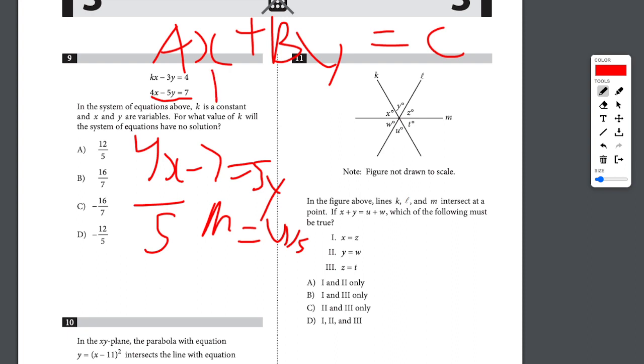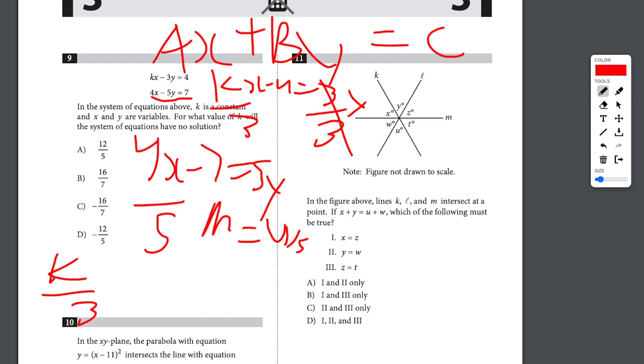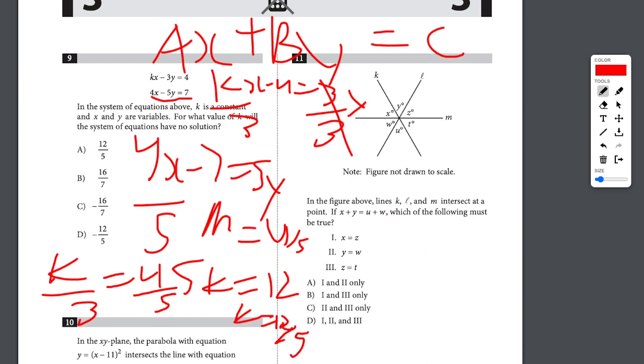So we'll get kx minus 4 equals 3y. And then we're going to divide by 3, of course. Get rid of the y. Divide by 3. Now we can say that k by 3 equals 4 by 5. Alright, making sense? Cool. So now we can just cross multiply again like I taught y'all earlier. So we get 5k equals 12. So k is 12 by 5. Boom. That's the answer. 12 by 5.